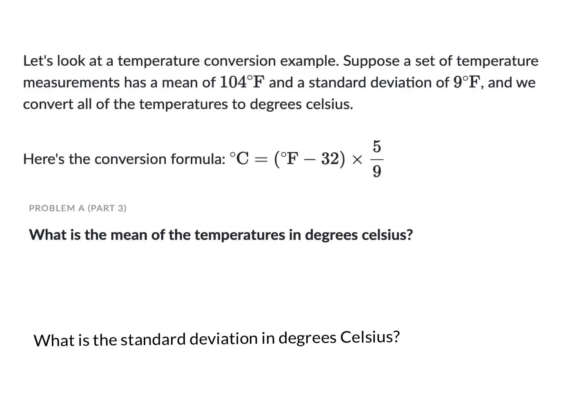Let's look at a specific example. It says, let's look at a temperature conversion example. Suppose a set of temperature measurements has a mean, so that's a measure of center, I'm going to label that as X bar, of 104 degrees and a standard deviation of 9 degrees. And we will convert all of these temperatures to degrees Celsius. And you're given the conversion formula.